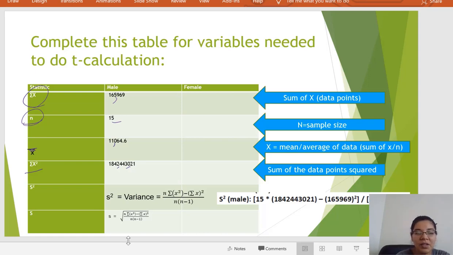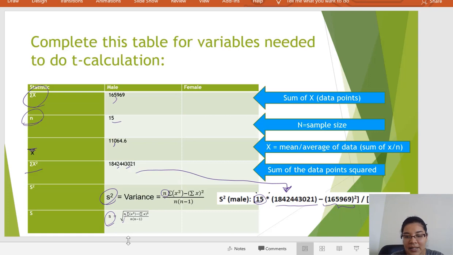And then you're going to do the variance and the standard deviation. The standard deviation is the square root of the variance. So here's the setup for the variance. Again, the sample size is 15. The sum of x squared, that's the big number that we did earlier, minus the sum of x, and then all of that squared. So you have that information here.